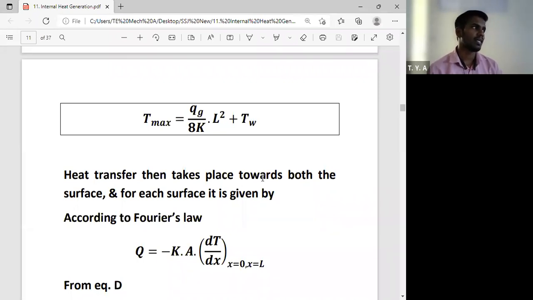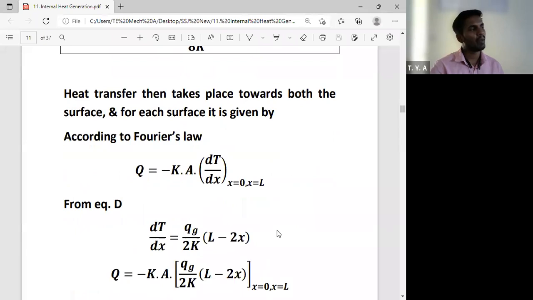ओके, आता हीट ट्रान्सफर कुठे होणार आहे, लेफ्ट सरफेसला आणि राईट सरफेसला होणार आहे. लेफ्ट सरफेसला x इज इक्वल टू 0 आहे, आणि राईट साइडला x इज इक्वल टू L आहे. तर आपल्याला दोन्ही Q फाइंड आउट करायचे. So we have to take x is equal to 0, x is equal to L. Q is equal to minus k into A into dT by dx when x is equal to 0 and x is equal to L.